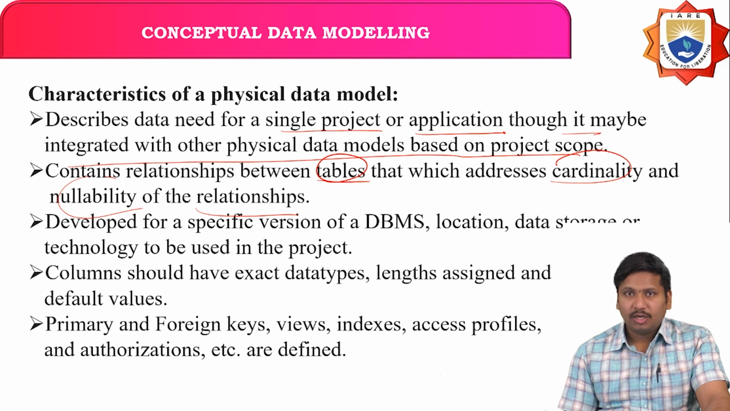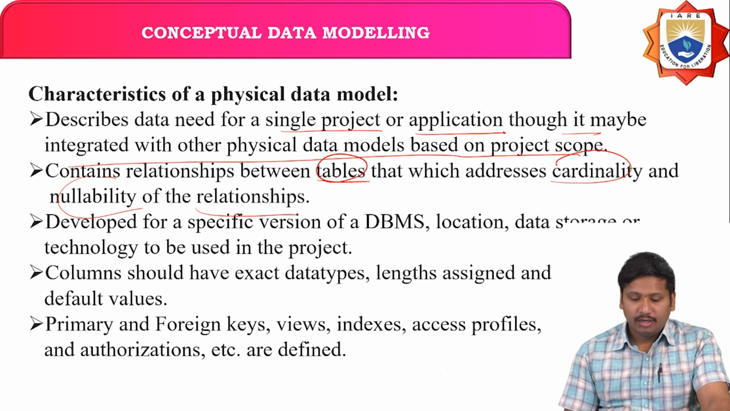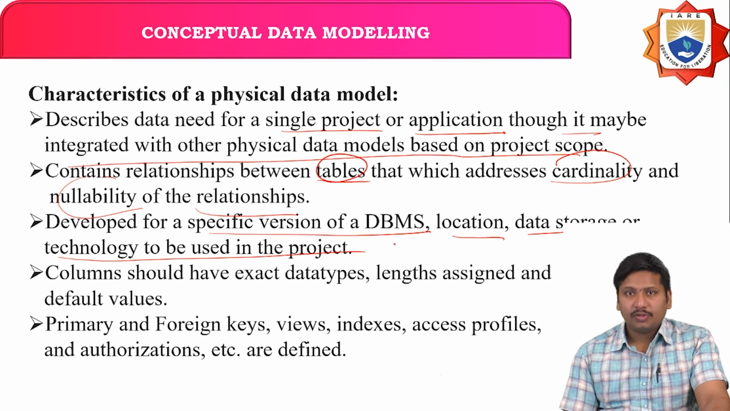So the cardinality, and nullability, whether the table is maintaining any rows or not, and what kind of relationship is established between the tables, is also contained in the physical data model. It is also developed for a specific version of the database management system, and the location and data storage or technology to be used in the product. So this physical model is developed not only for data storage purposes, but also for the specific version of database we are using. The location and the technology going to be used in the project will also be defined here.